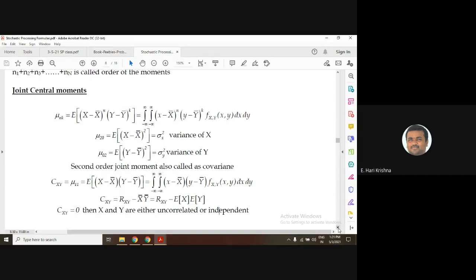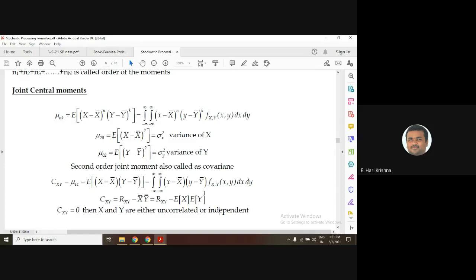So two important concepts, and one more important point. If Cxy is equal to 0, then x and y are either uncorrelated or independent. Independent, you'll get 0 value. Uncorrelated, you may get 0 value. You'll get 0 values for these two cases. So two important parameters are defined.